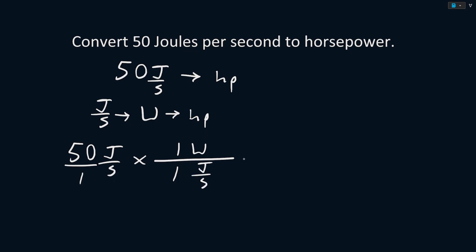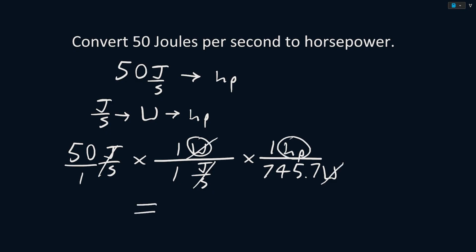Then we can convert from watts to horsepower by multiplying through our conversion factor of 1 horsepower is equivalent to 745.7 watts. So solving this, we get that the joules per second cancel to leave us with watts, and then the watts cancel to leave us with horsepower. So 50 joules per second is equivalent to 0.067 horsepower.